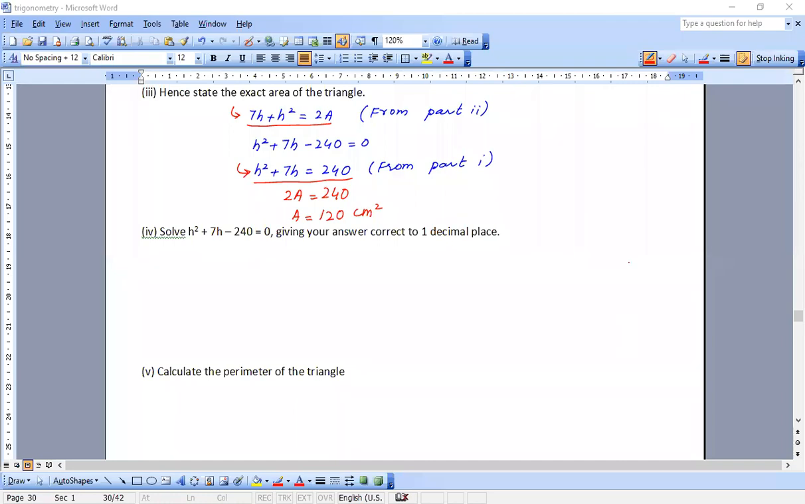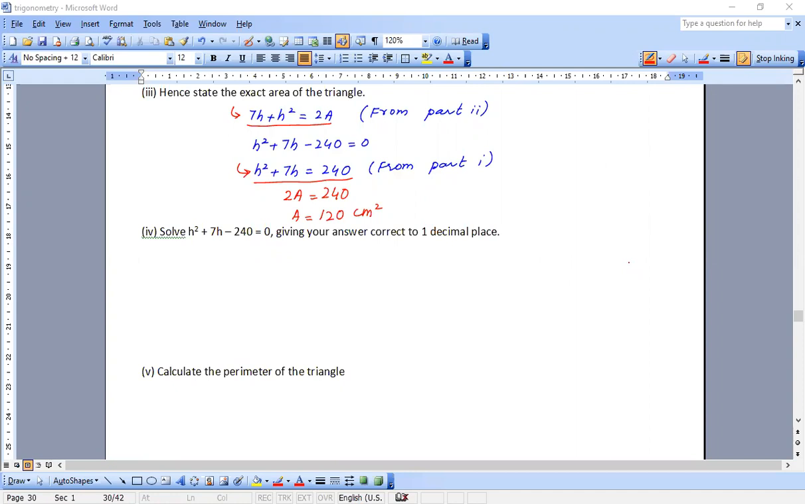In this part, we are asked to solve this equation and we have to give our answer to one decimal place. Here is a hint for you: whenever a question gives you a quadratic equation, asks you to solve it, and then gives the answer in decimal places, you are not going to solve it with the help of middle term breaking. In fact, it will not be solved with middle term breaking.